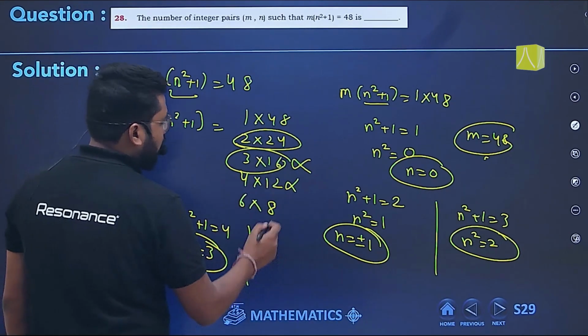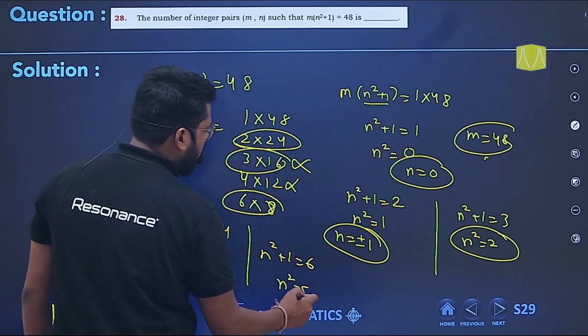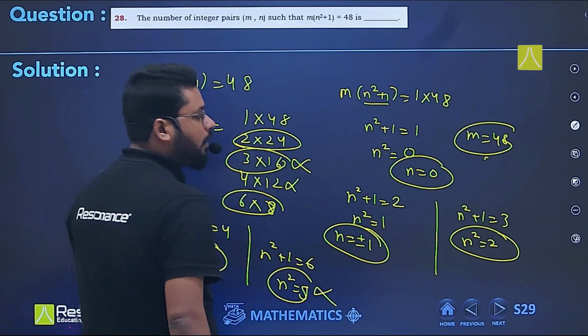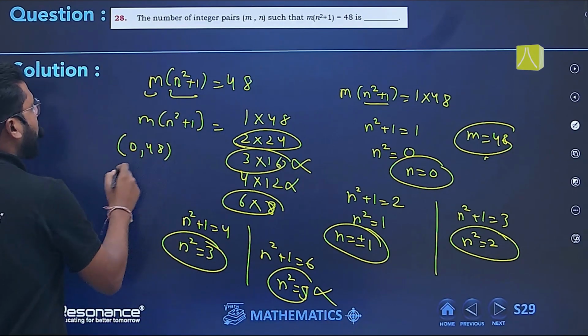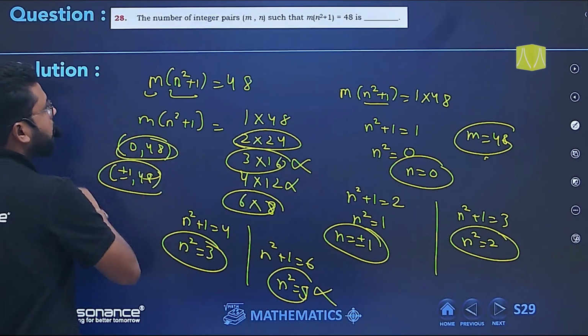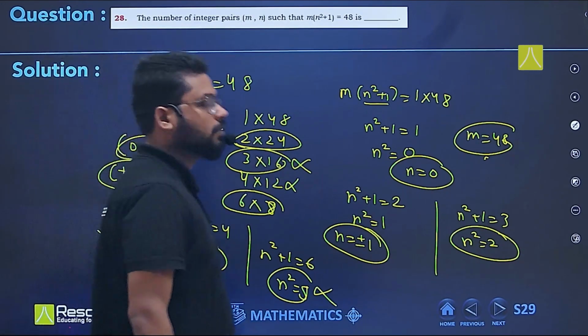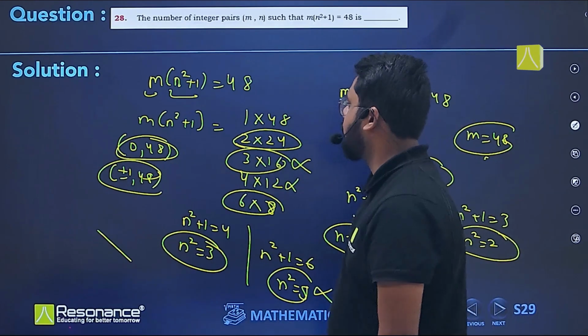Again, for the last pair, if n square plus 1 is 6, then n square will be 5, so again it is not an integer, so we have to reject this value. So the only integers we are finding are 0, 48 and plus minus 1, 48. So these are the integers we are finding for this question. Integer pair is 2.